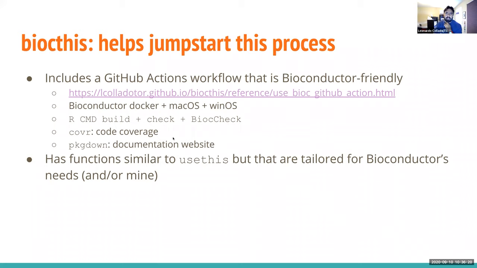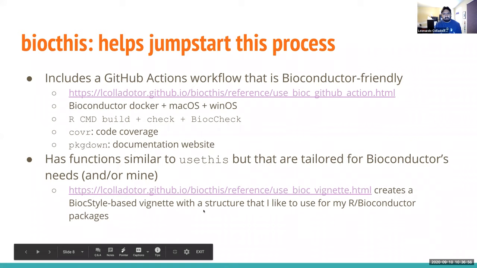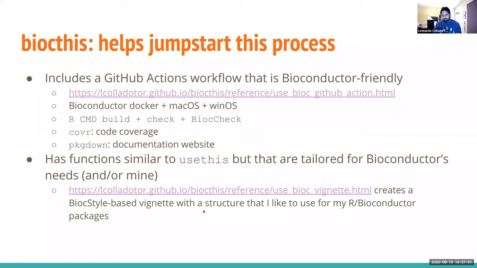Biocthis also has functions that are similar to usethis, but that are specifically tailored for Bioconductor's needs, or actually mine sometimes. One of them, for example, is use_bioc_vignette, which creates a vignette document using biocthis style. And it has a specific structure that I like to use for my own documentation, and that I recommend other people use. It's nice that all these templates are there. And the idea in the end is to make it easier for you to make an R package. You want to do this without having to spend as much time with all the setup.